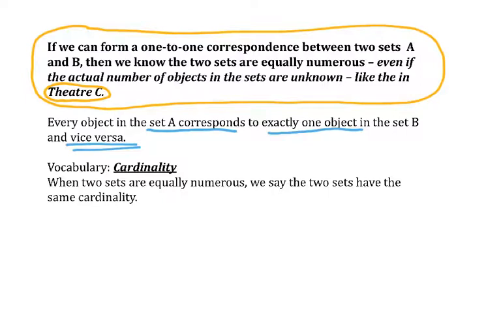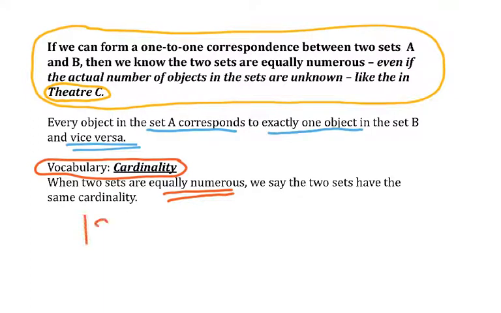Now here is another important vocabulary word. Now remember, you can pause this anytime you need to take a break, to write something down, write down a question that you might have, and then keep going. Okay, cardinality. When we know that two sets are equally numerous, they have the same number of objects, we say the two sets have the same cardinality.